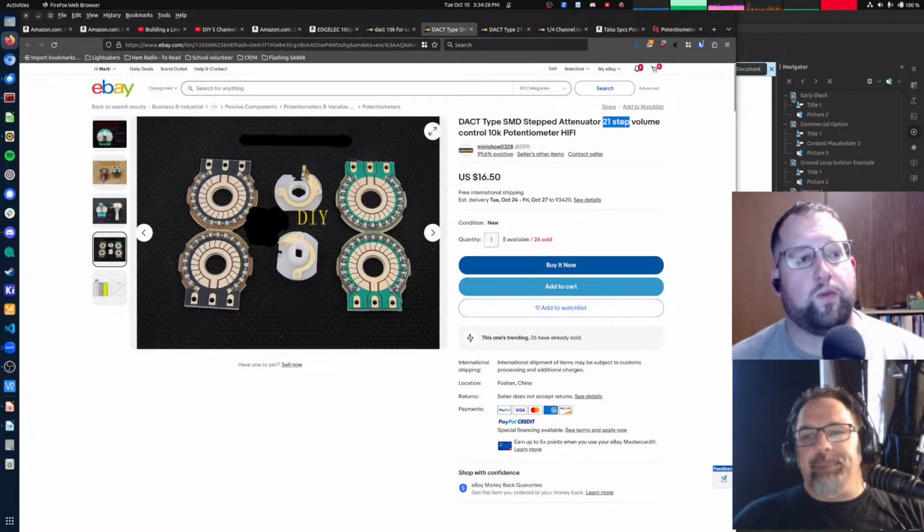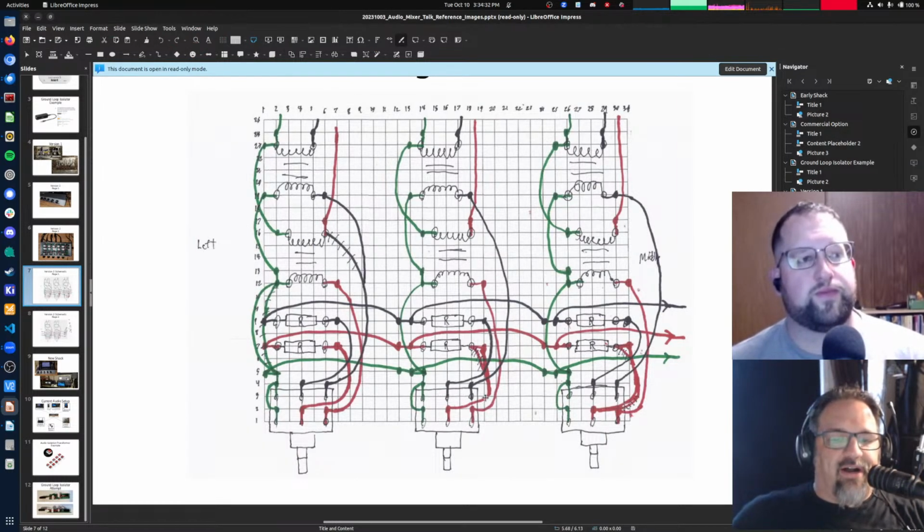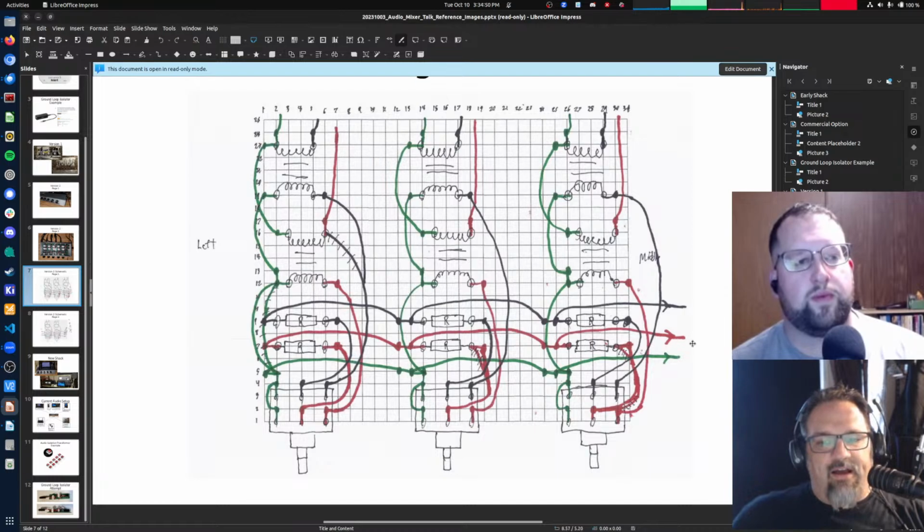So, let's go back to this. The output from your pots goes through 1K series resistors, and each channel has its own 1K series resistor, and then it goes into a common bus, right? So the right channel here is taking the output from those resistors and tying them all together. And then the output of that just goes straight into your output connector.